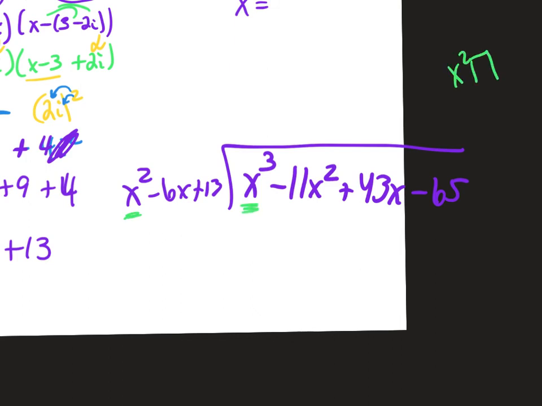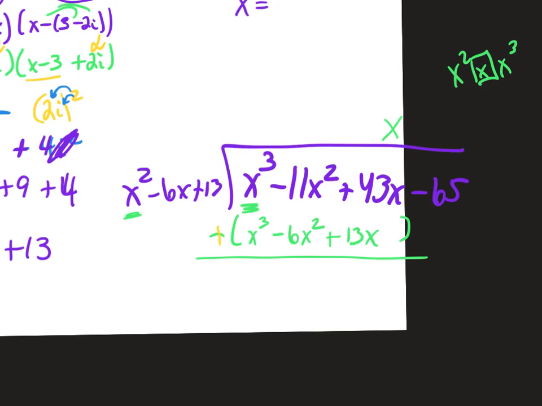X squared times what gives me x cubed? We would say x. I'm going to put that right above my 43x. Get your subtraction ready before you multiply. X times x squared is x cubed. X times negative 6 is negative 6x squared. And x times 13 is 13x. So we have to distribute this negative sign all the way throughout.